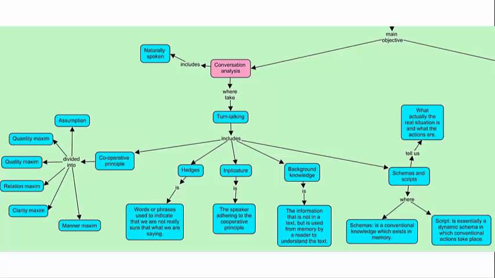Hedges: words or phrases used to indicate that we are not really sure what we are saying. Implicature is an additional meaning conveyed by the speaker adhering to the cooperative principle. Background knowledge can be very helpful in interpreting any text. That comprises schema and script, which tell us where is the actuality, the real situation, and where is the action.